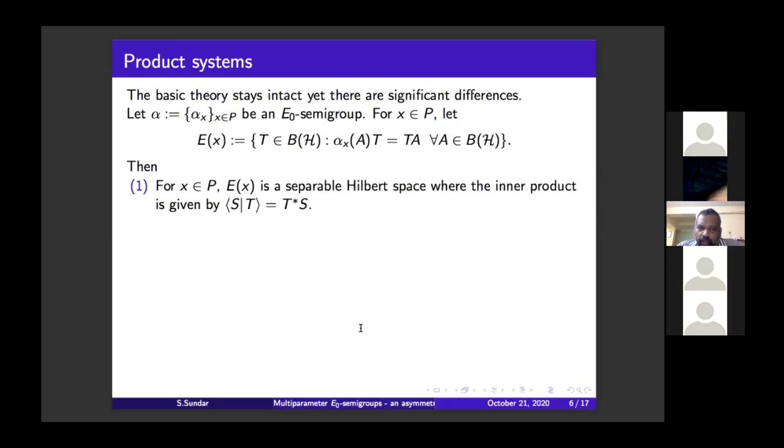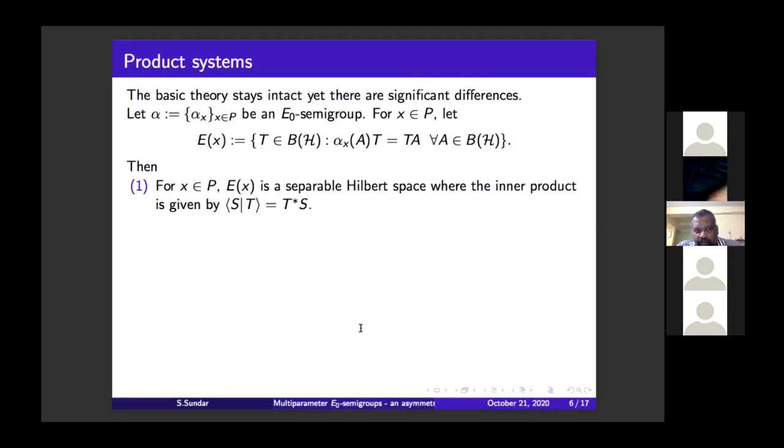If you take two elements S and T from Ex, and look at T star S, S intertwines alpha x and identity. So T star S will intertwine identity and identity. So T star S will be in the commutant of the identity representation, and the commutant of the identity representation is trivial. So T star S will be a scalar. So this is a well-defined inner product, and with respect to this inner product, Ex is a separable Hilbert space.